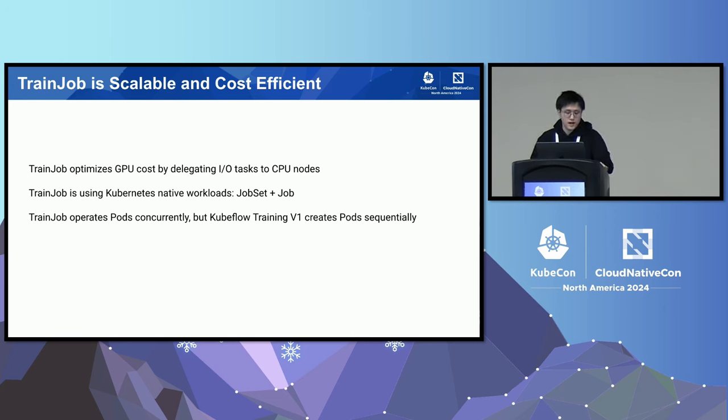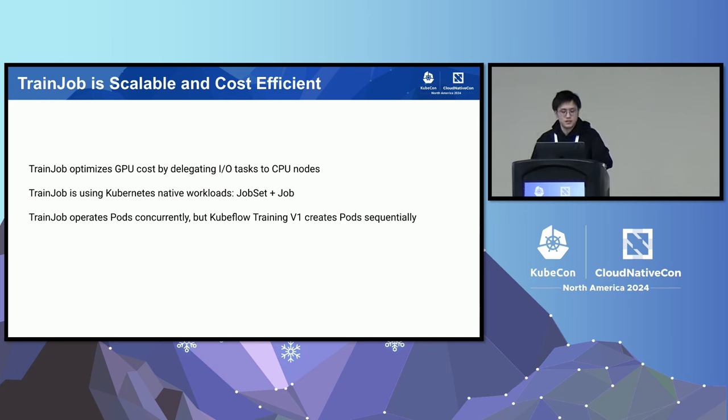The second is removing duplication between the Kubeflow and Kubernetes communities. In the V1 Kubeflow API, we implemented a similar job mechanism by ourselves, but since the V2 API, we rely on the JobSet and Job API.